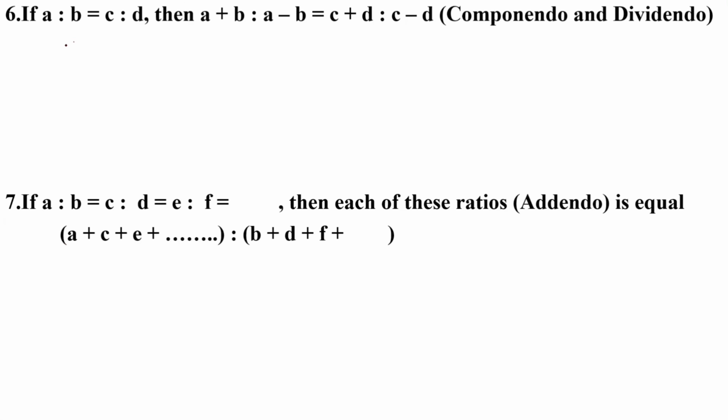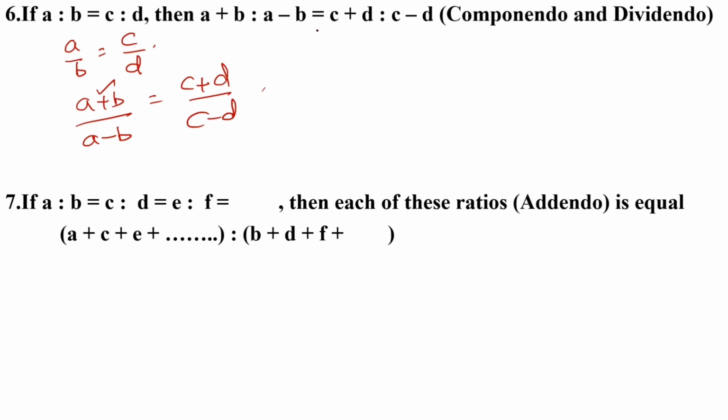Componendo and dividendo. Means, for example, A by B is equal to C by D. This can be written as A plus B by A minus B. Componendo we are applying addition, and dividendo subtraction. C plus D by C minus D. Means, for example, if you take 1 by 2 is equal to 5 by 10, then we can also write this as 1 plus 2 by 1 minus 2 is equal to 5 plus 10 by 5 minus 10.